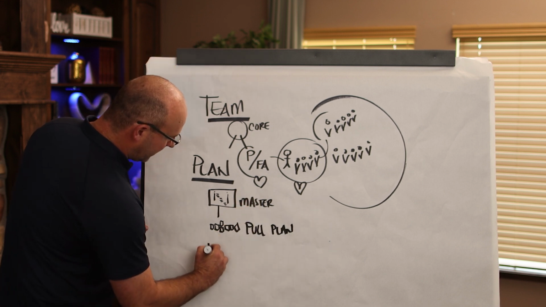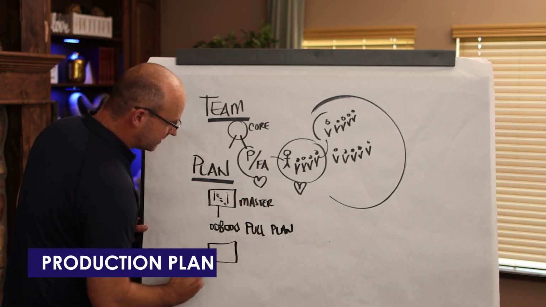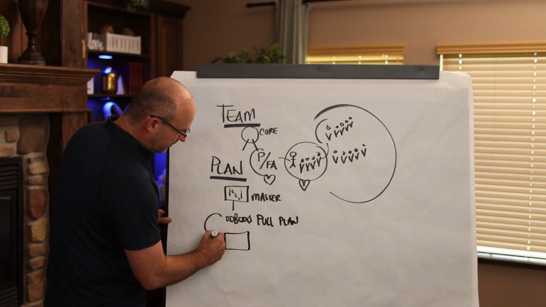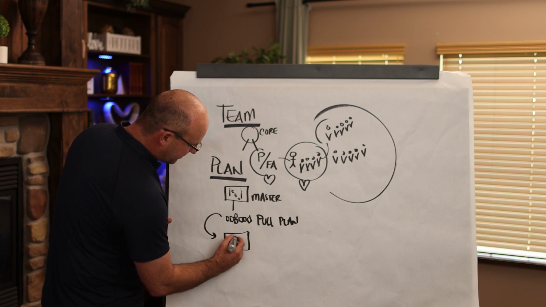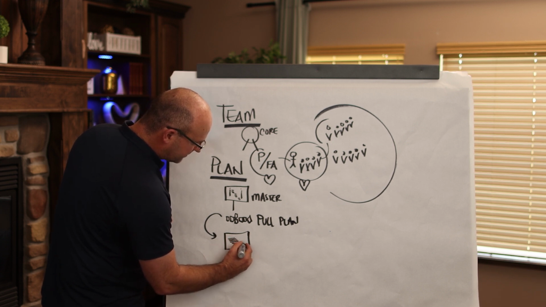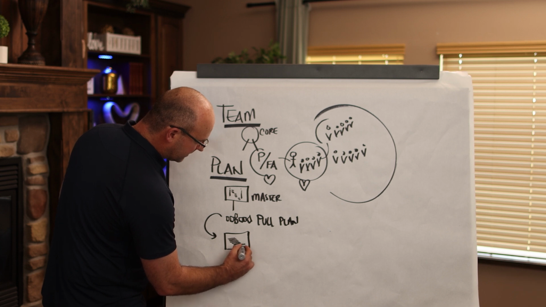After that, we have what's called a production plan. Now this is genius. Once you do the pull plan, you'll literally be able to, and I'll just draw a single phase, create a phase of work, but with buffers at the end.